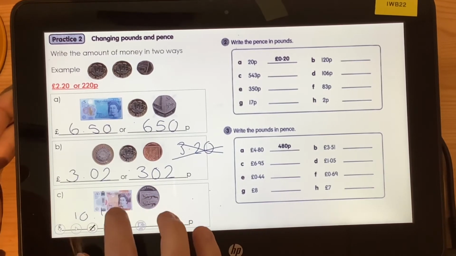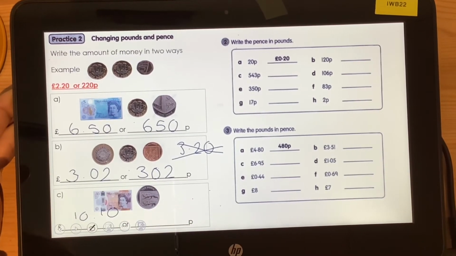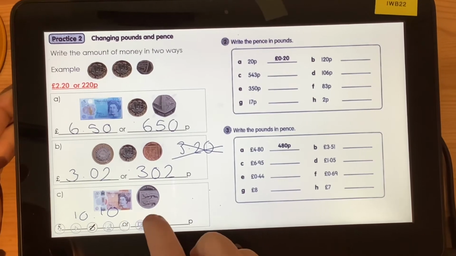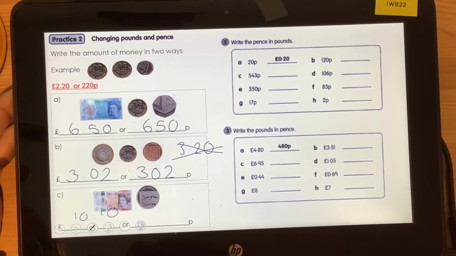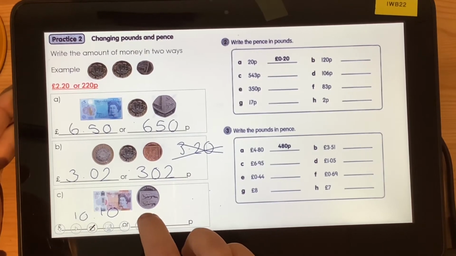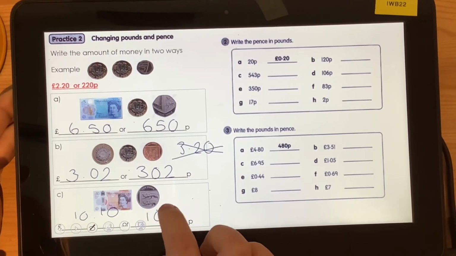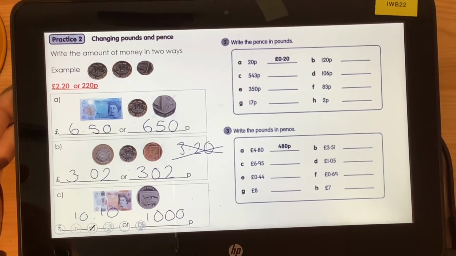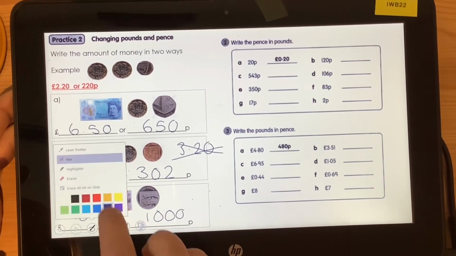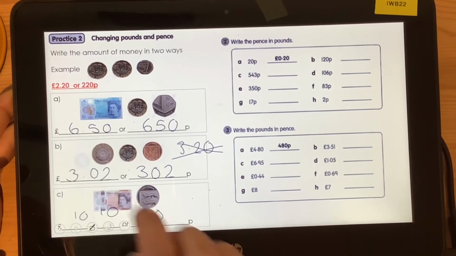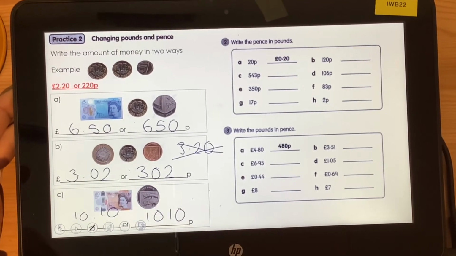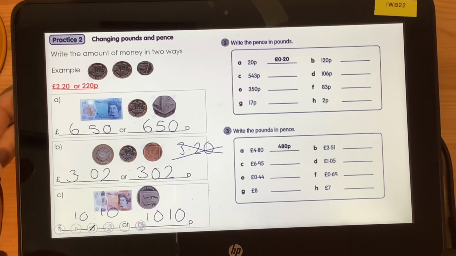And 10 pence. £10 and 10 pence. Now if I'm to write that, I've got 100 pence in every pound. So that means I've got 1,000 pence in just my £10. But then I've also got a 10p. So I've got 1,010 pence.